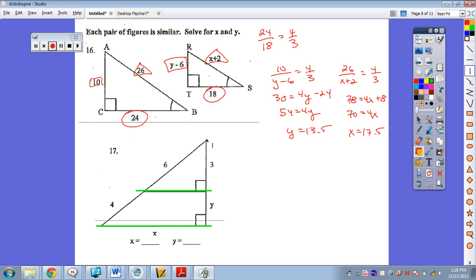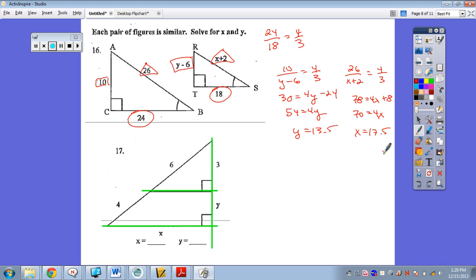and this transversal right here. Since these two angles are congruent and they're both corresponding angles, that allows us to know that these two lines are parallel. So since these are parallel, we can use the shortcut that tells us that 6 over 4 is equal to 3 over y. That would leave us with 12 equals 6y, and y is equal to 2.